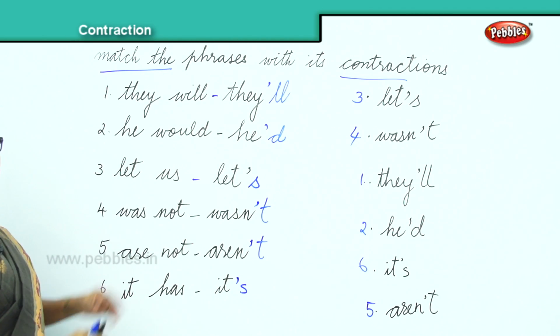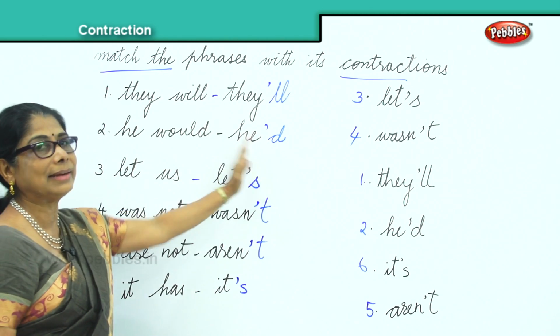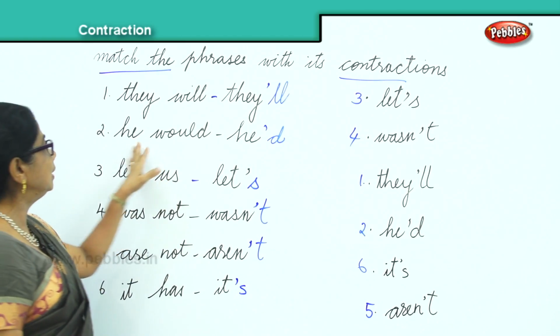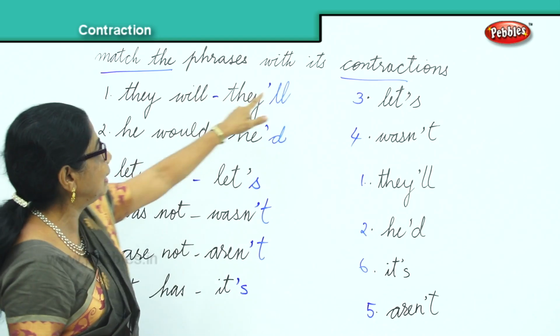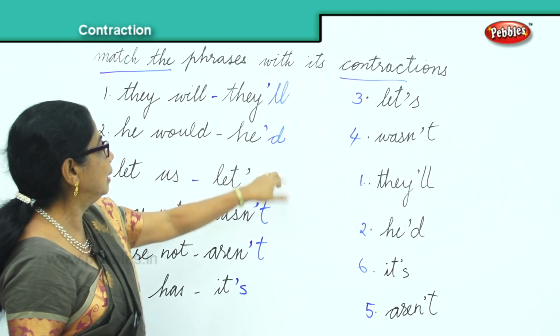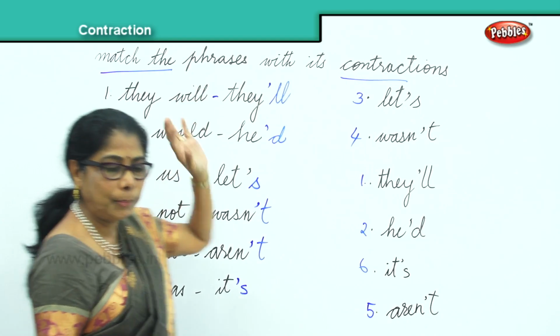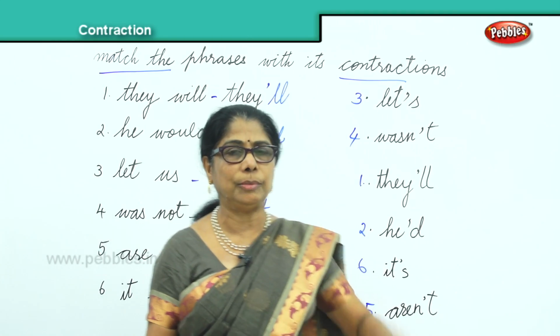Now you know how to join the phrases with the contractions. Only this one, he would, you must remember, you must be careful. They will, they'll, and he would, he'd. These two are important contractions that you have to bear in mind.